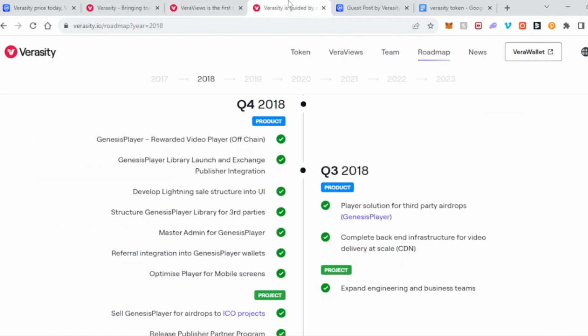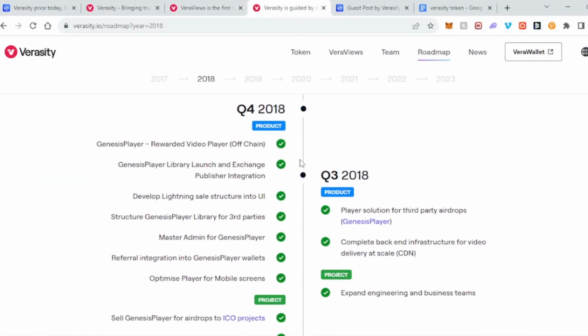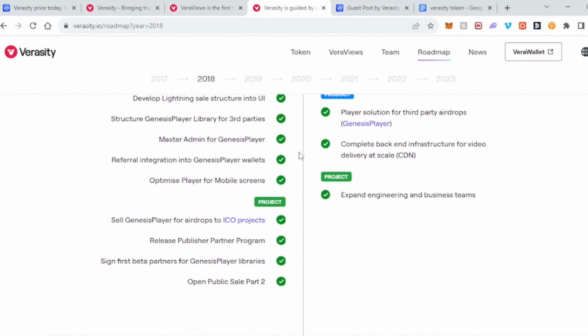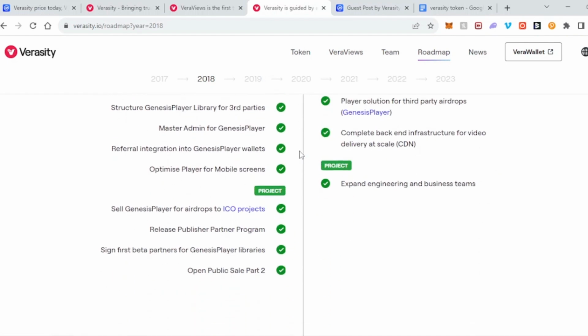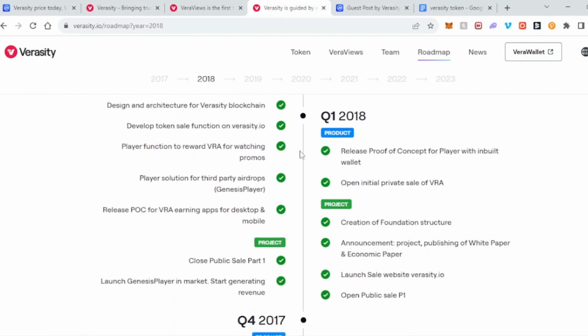Another big point I wanted to discuss before I go on to tokenomics is their track record and their roadmap so far. Like I say in most videos, the team behind the coin is oftentimes just as important as the goal behind the actual token, or the coin, sorry.